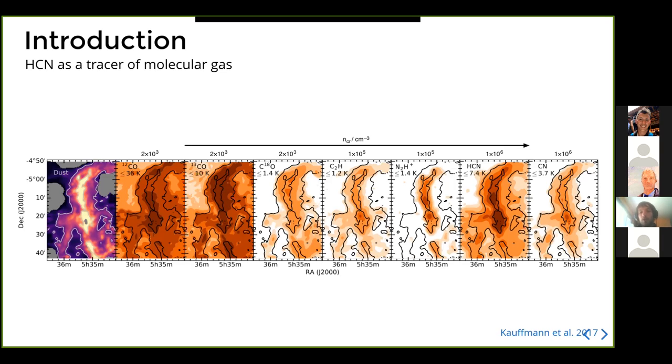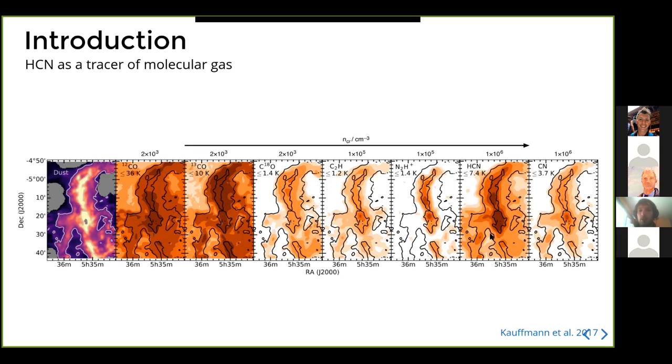But something else popped up out of their study. First of all, the not so surprising factor that despite having a critical density of 10^6 particles per cubic centimeter, if we look at the distribution of the gas, it is much more extended than, for example, NH2+, which has a lower critical density.